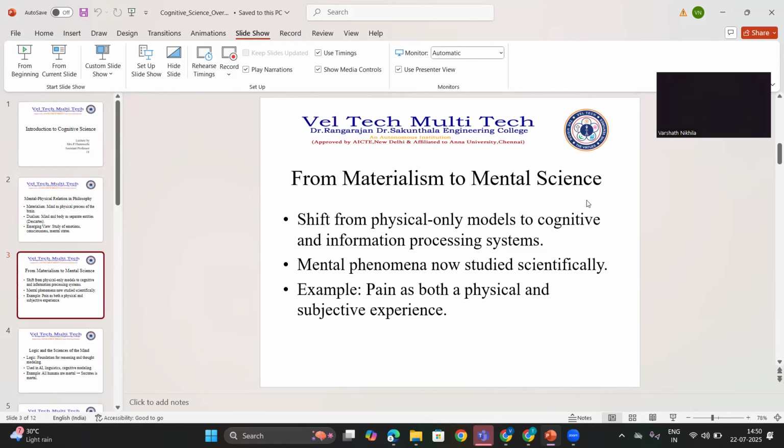In the 5th to 15th century, religious perspectives dominated, viewing the mind or soul as immaterial. Thomas Aquinas attempted to reconcile Aristotelian philosophy with Christianity. The third one is the Cartesian revolution. Descartes established mind-body dualism, arguing that mind and matter are fundamentally different substances.